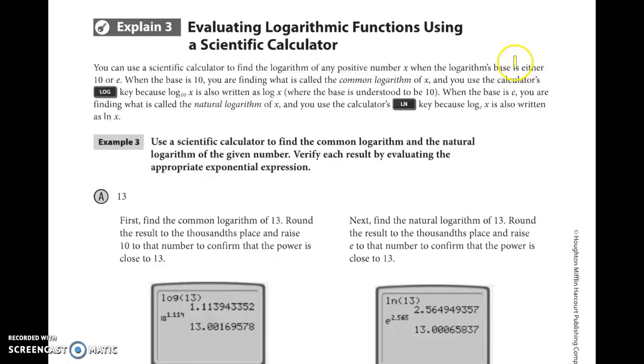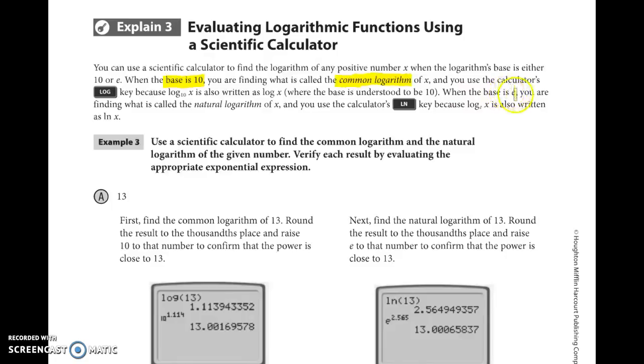You can use a scientific calculator to find the logarithm of any positive number x when the logarithm's base is either 10 or e. When the base is 10, you're finding what is called the common log. So the common logarithm is when you have base 10. And you use the calculator's log key because log base 10 of x is also just written as log x. So it's kind of like when you have the square root, we don't write the 2 on the outside as the index, we just know that it's a 2. Same type of thing here for your log x. We know, and it is understood that the base is 10 there.